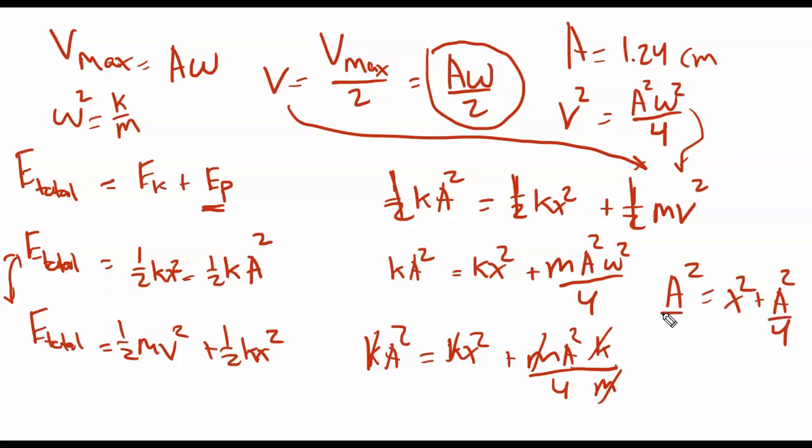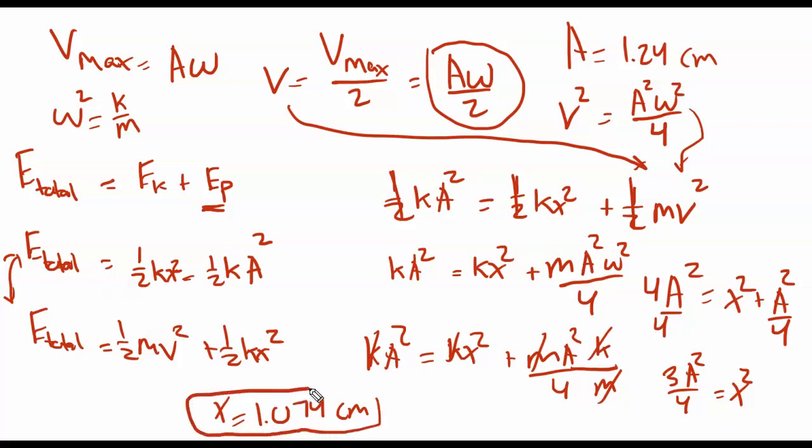I introduce a common denominator, which is 4. I subtract the a's to the same side, so I get 3a squared divided by 4 is equal to x squared. And then I just take the square root on both sides. So if you plug in a, 1.24 squared times 3 divided by 4, square root that number, and you get 1.074 centimeters. Now, I did not convert to meters, but that's only because the question actually asked for the answer in centimeters.